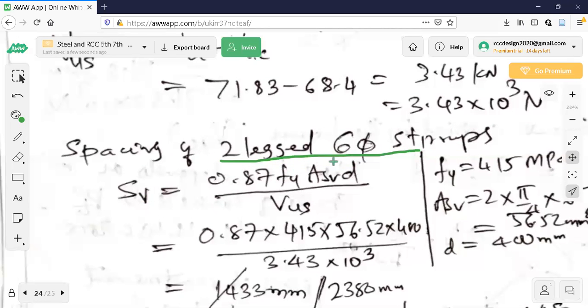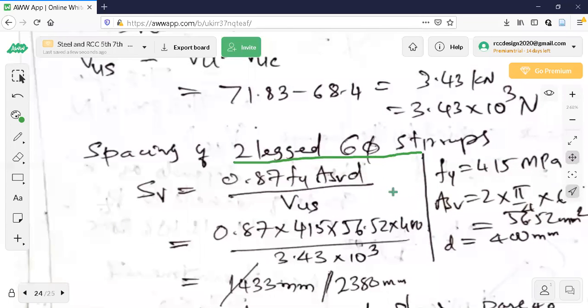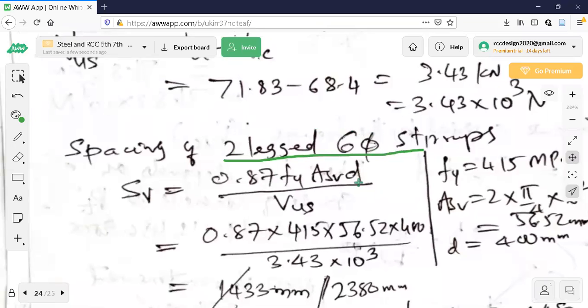Either it will be 2-legged 6 mm stirrups or it will be 2-legged 8 mm stirrups. Only two possibilities are there. 10 mm and all, they are not useful. The bending becomes difficult and which is not required also. 6 or 8 is enough. Now what I will do, I have decided 2-legged 6 mm stirrups will be used.